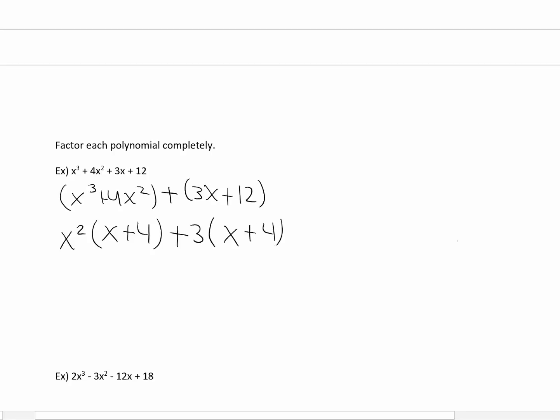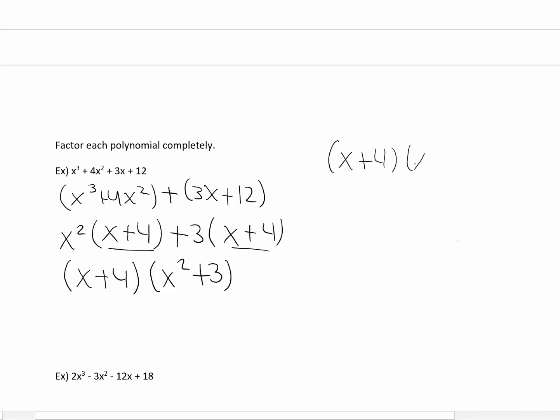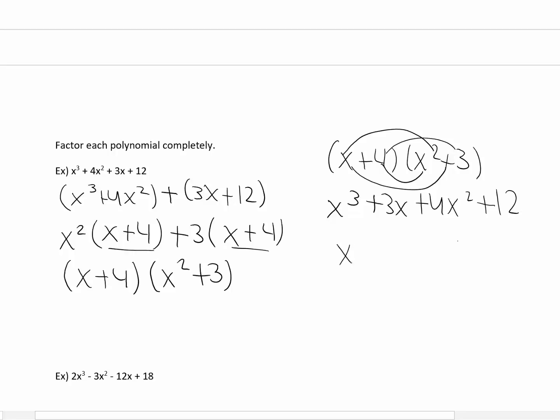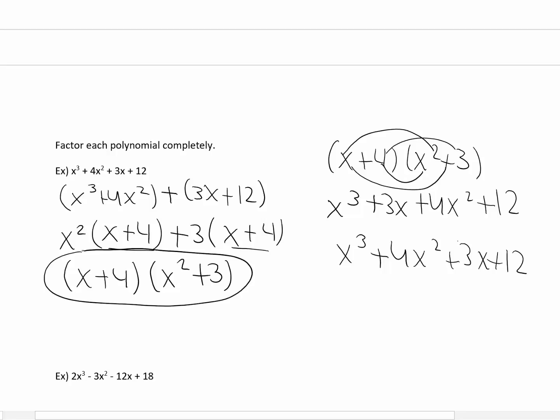Now, notice, they have x plus 4 in common. So I'm going to factor out x plus 4. That leaves me with x squared for the first term and a positive 3 for the second. Now, we can check our answer by foiling. So I'll do that on the side here. And when I rewrite it in descending order, it matches the original problem. So now we have completely factored.